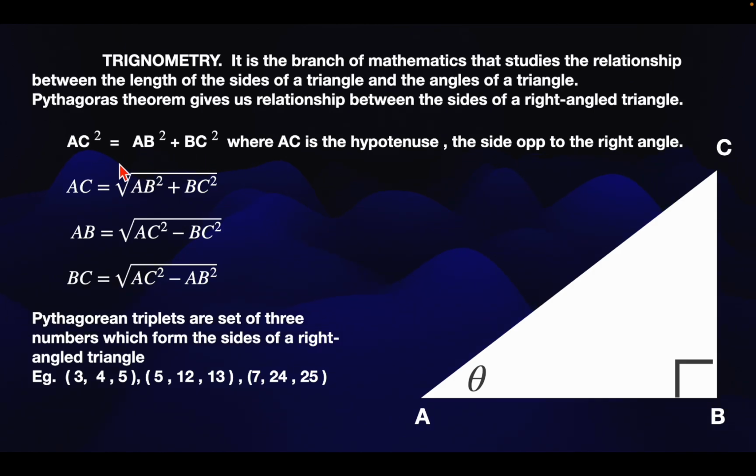Sometimes they will give you the length of the hypotenuse AC and one of the sides, and you are asked to find the other side. Sometimes they'll give you the other 2 sides and ask you to find the hypotenuse. In either way, you can use this formula to find out the length. These are called Pythagorean triplets. That means if the 2 sides are 3 and 4, the hypotenuse will be 5. If the 2 sides are 5 and 12, the hypotenuse will be 13. 7 and 24, the hypotenuse is 25.